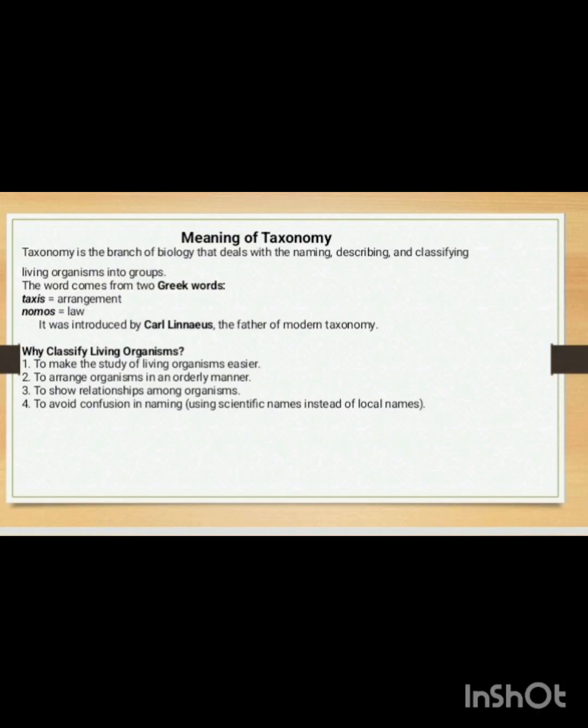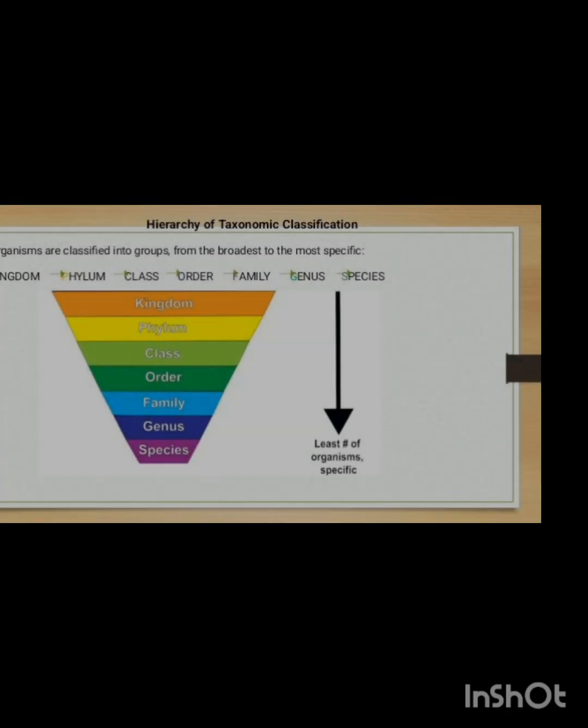Why classify living organisms? One, to make the study of living organisms easier. To arrange them in an orderly manner. To show relationships among organisms. And to avoid confusion in naming. Now, the hierarchy of taxonomic classification.